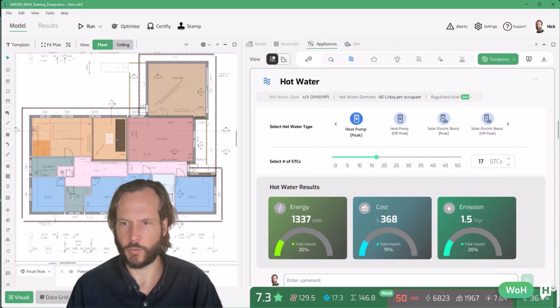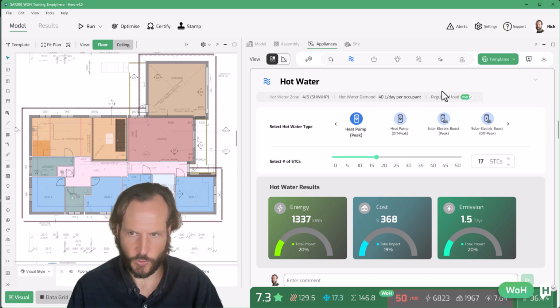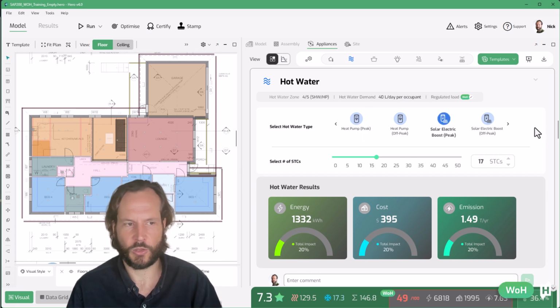Bit old school. We then have heat pump types, again with a peak and off-peak controlled variety. And in NatHERS, we calculate the efficiency of these units based on the number of STCs that the product gets awarded, which is similar to solar hot water too. So I'll discuss those first and then we'll discuss STCs. So solar hot water, i.e. solar thermal hot water, not PV.